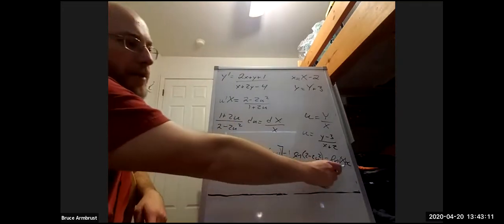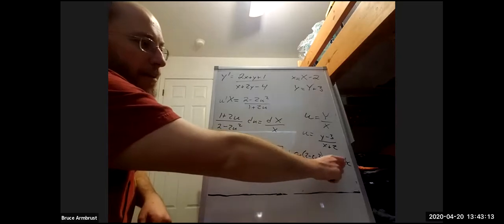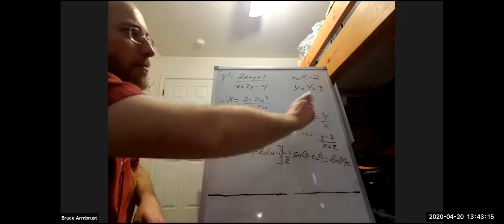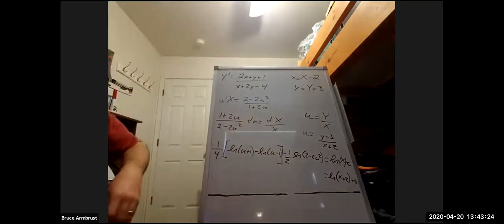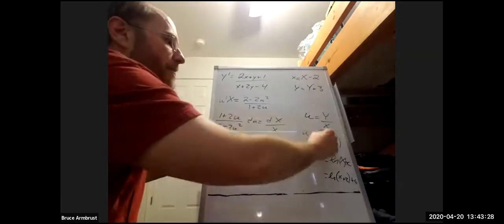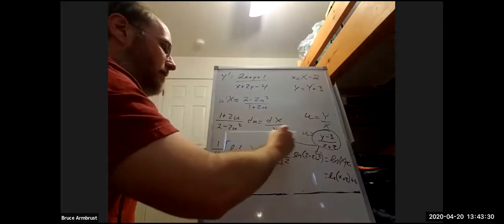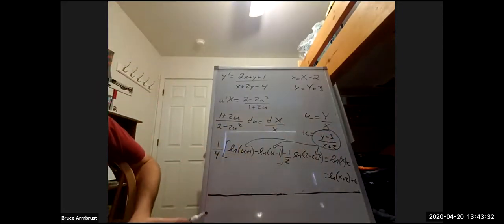And then the other thing we have to worry about on the right-hand side is that big X has to go back to a small x. So this will be the natural log of little x plus 2 plus c. But other than that, just fire this into all the spots for you.